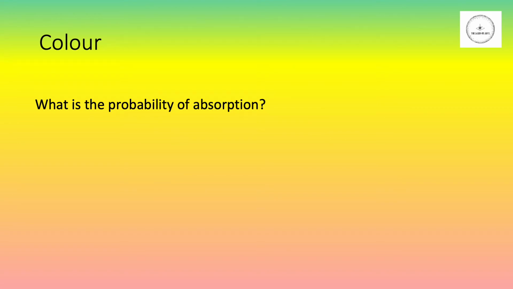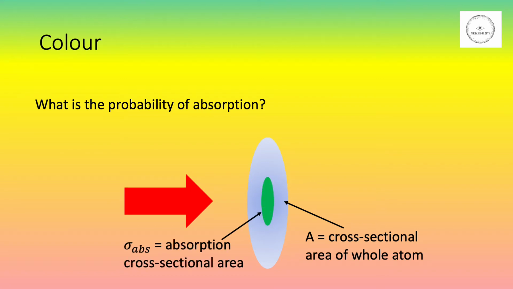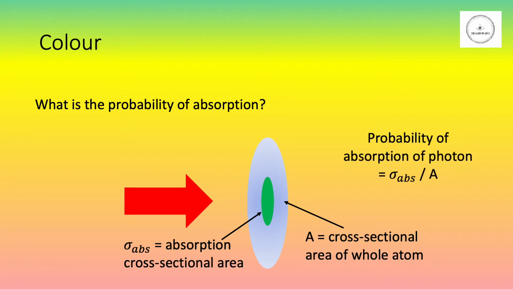So, if you fire some light at an object, what is the probability of that object absorbing that light? Well, it depends on the cross-sectional area of the atom and the absorption cross-sectional area sigma. The probability of this atom absorbing that photon is just the absorption cross-sectional area, sigma, divided by the total cross-sectional area of the whole atom.